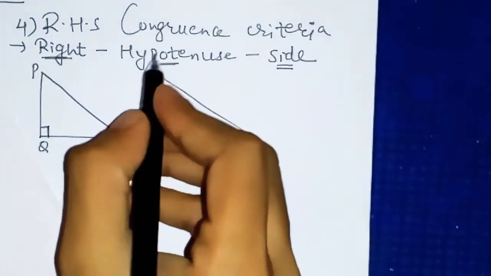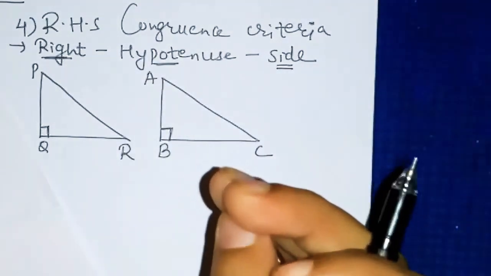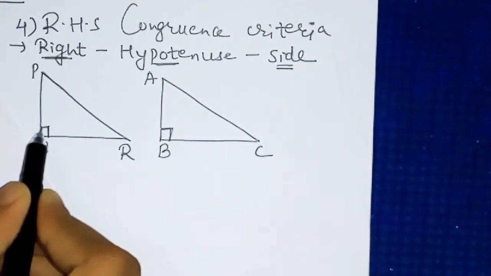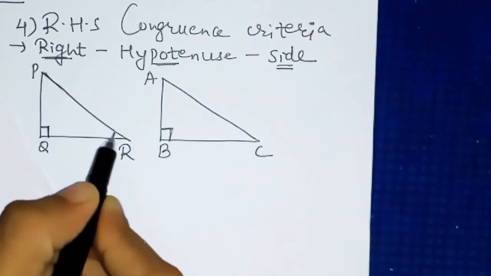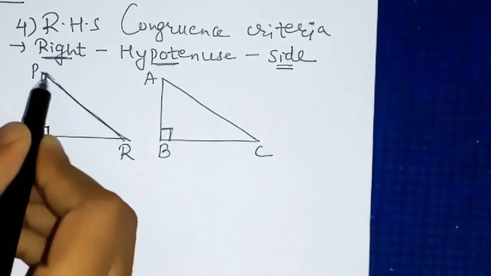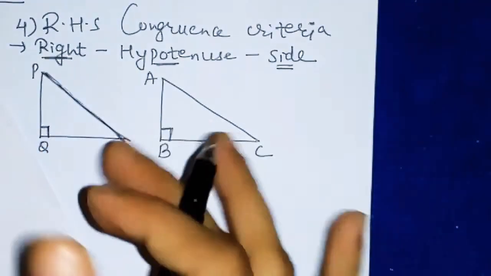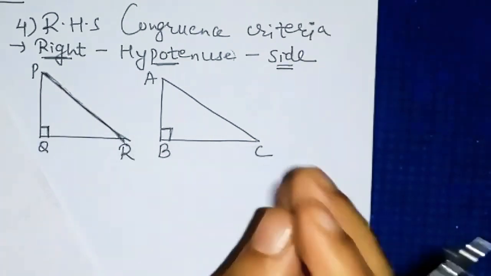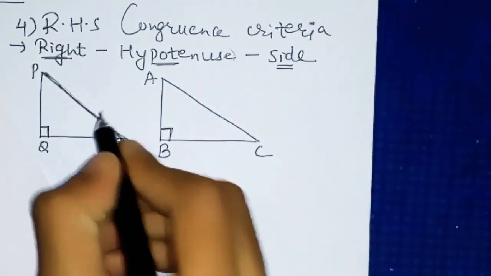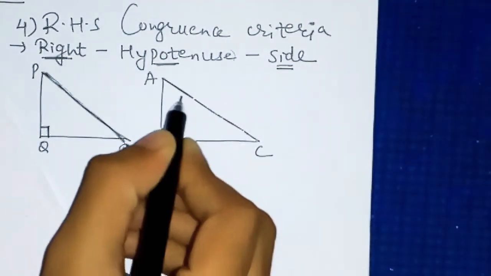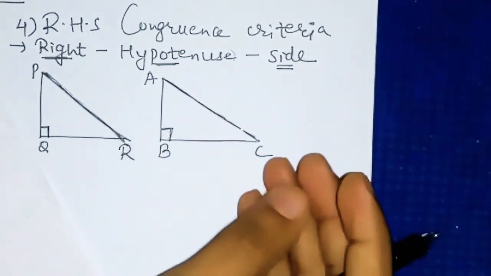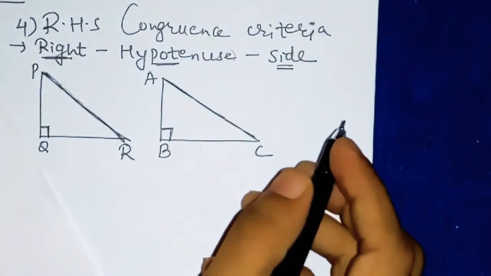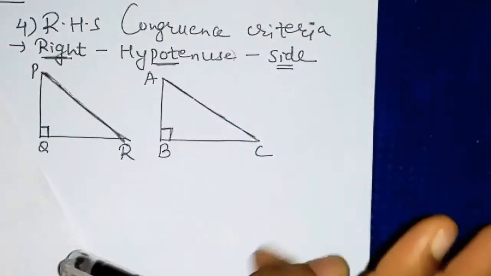Now what is hypotenuse? Hypotenuse means the longest side of the triangle. The longest side is this side. In any right angle triangle, this third side is the longest side, and that longest side is called the hypotenuse. So this is the hypotenuse for this triangle. This both should be equal. And for the side, any one of these two sides should be equal. So one right angle, one hypotenuse and one side.